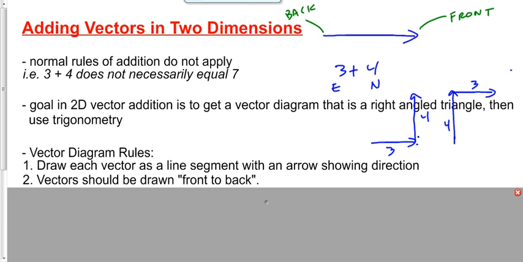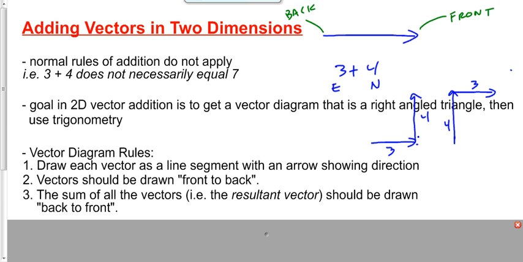Now, the resultant vector, which is really what we're looking for, the sum of the vectors, is always drawn from back to front, or we can say from start to finish. So the resultant vector would be drawn from back to front, or start to finish in this one, back to front, or start to finish in this one.